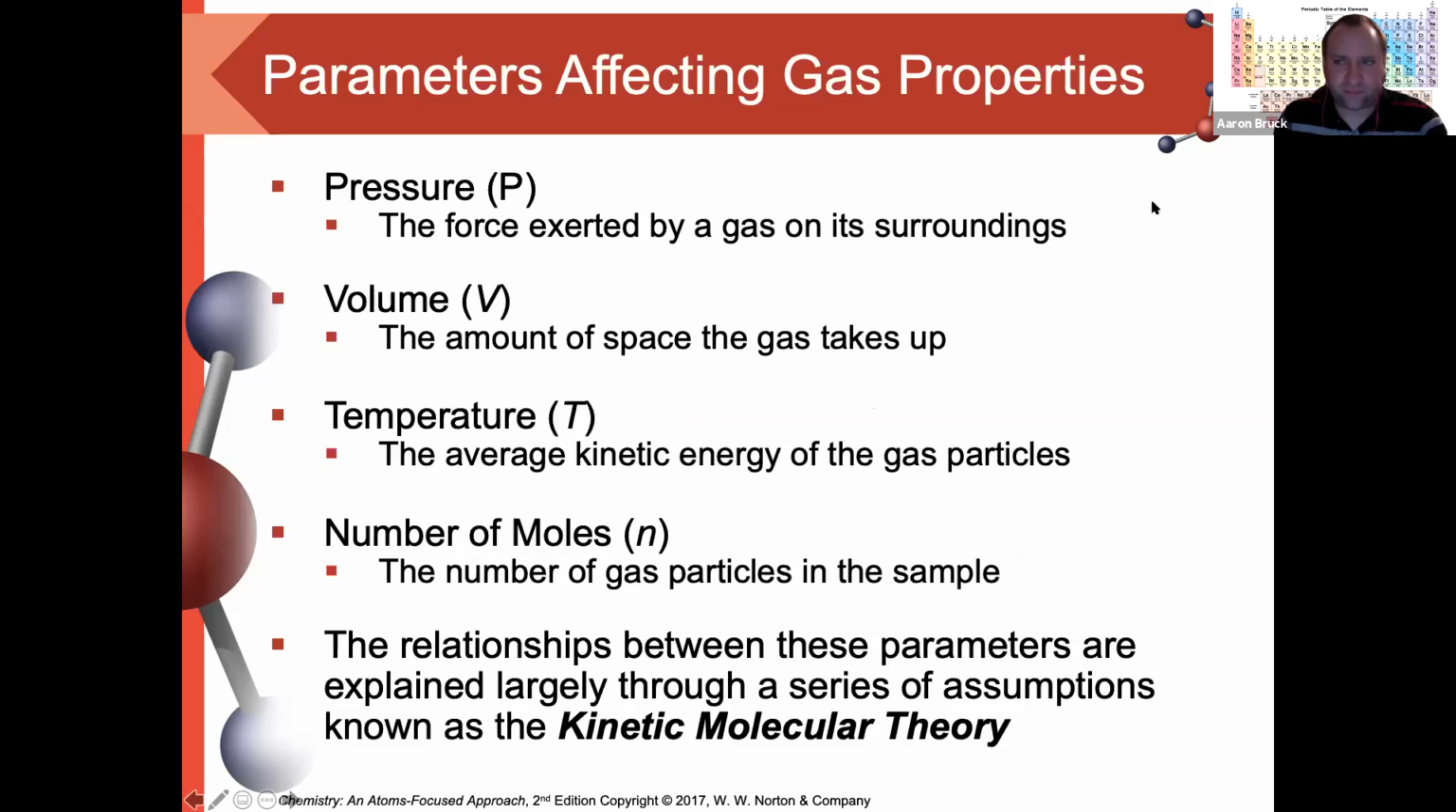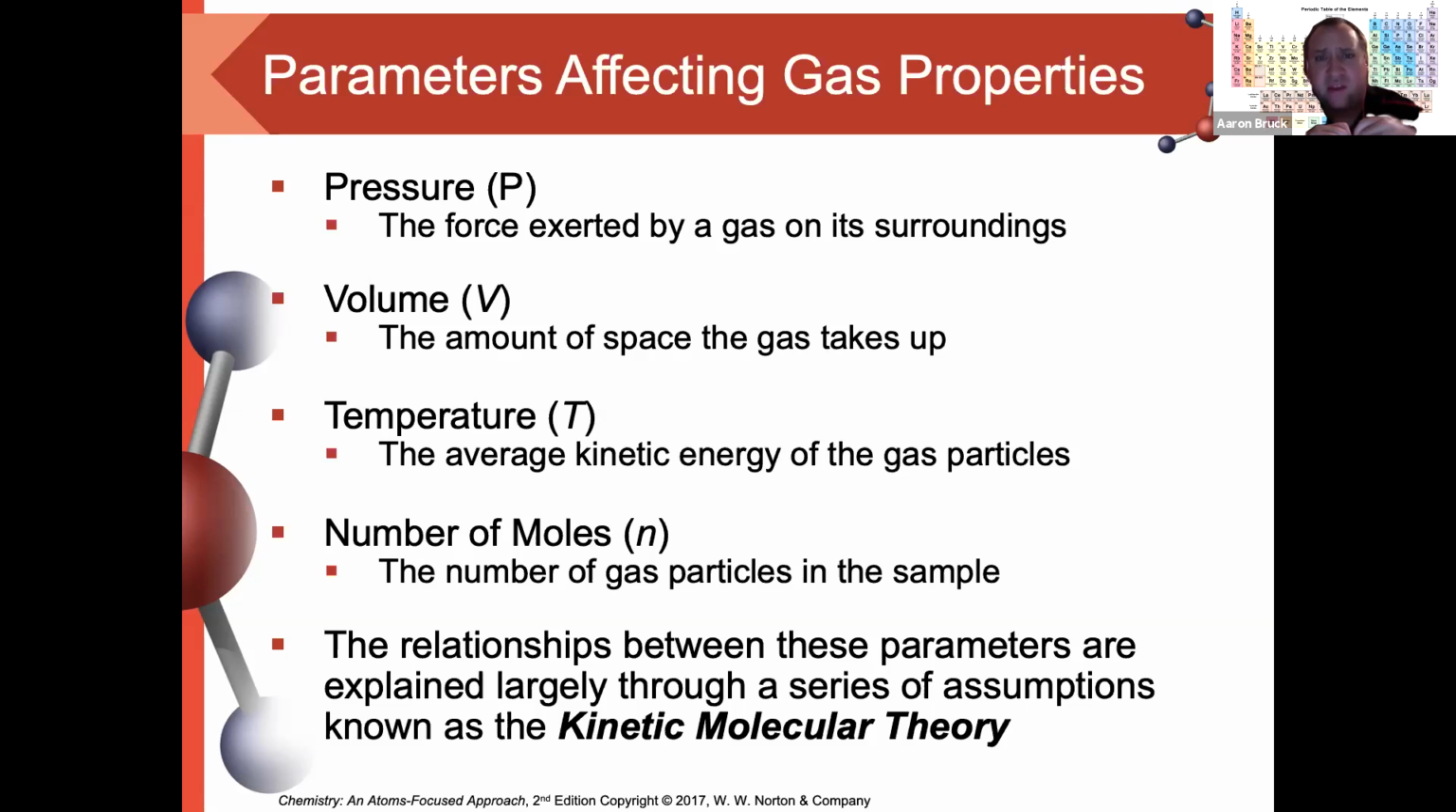And so when it comes to describing gases, we can look at 4 primary parameters that we can use to describe gases and ultimately their properties. We can describe a gas by its pressure, that is, how much force does it exert on its surroundings. We can describe a gas based upon its volume, how much space does it take up. We can describe a gas based upon its temperature, how fast are its molecules moving. And we can also characterize a gas by the number of molecules, the number of particles that are present.